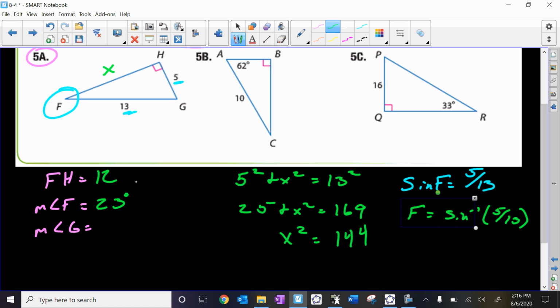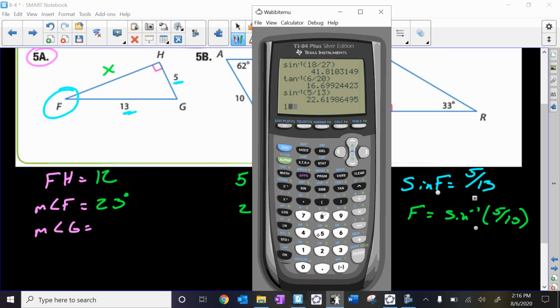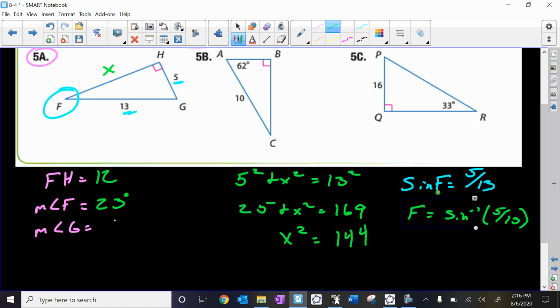Now for angle G, you could use trigonometry again, or we know that in triangles, all the angles add up to 180 degrees. So in this case, I'm going to go 180 minus 90 minus the other angle we found of 23, gets us an angle measure of 67 degrees.